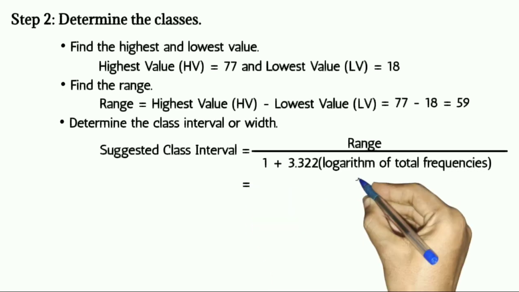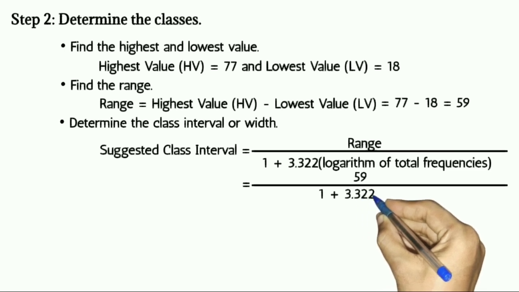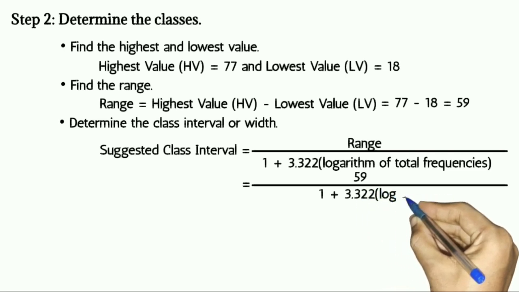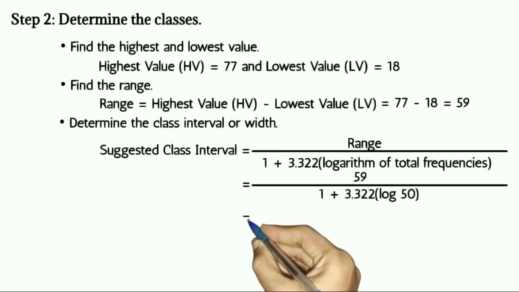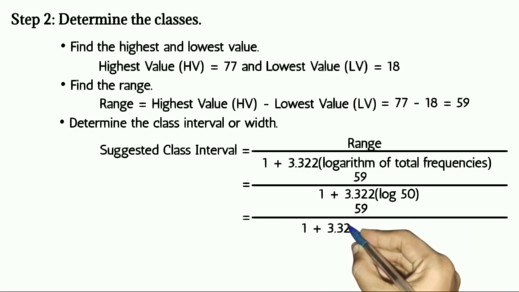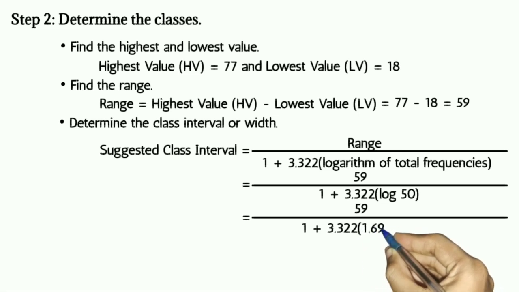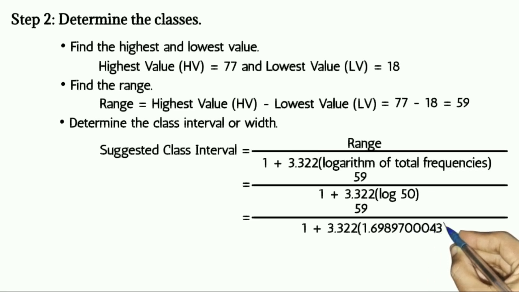Ang range ay 59 over 1 plus 3.322 times the logarithm of 50. In order to compute the logarithm of 50, use a scientific calculator or the scientific calculator of your cell phone or smartphone. So that will become 59 over 1 plus 3.322 times 1.6989700043.